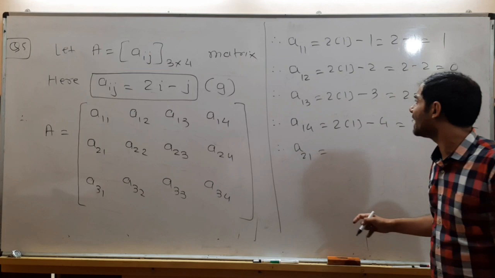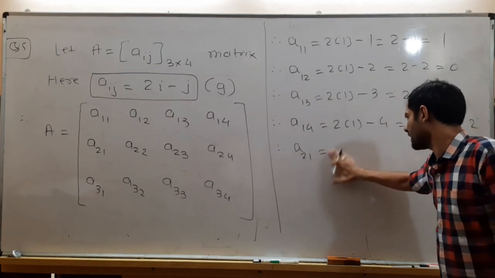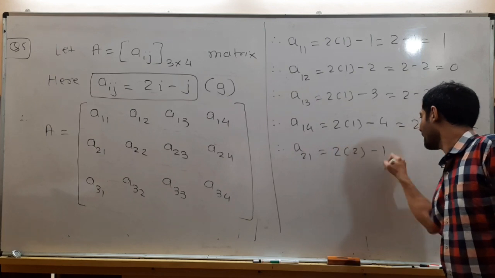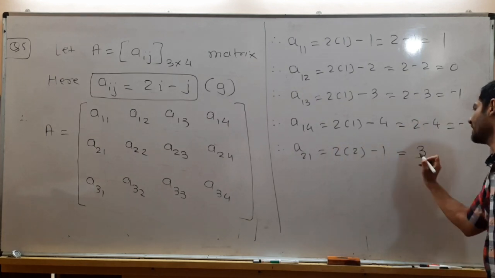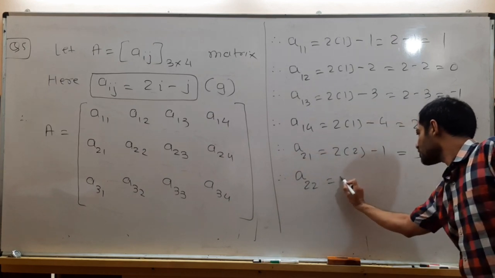A21, so A21: i is 2, so 2 into 2 minus 1. 2 into 2 minus 1, 2 twos are 4, 4 minus 1 is 3. Now I will skip a few steps. You also have to do it in that way.